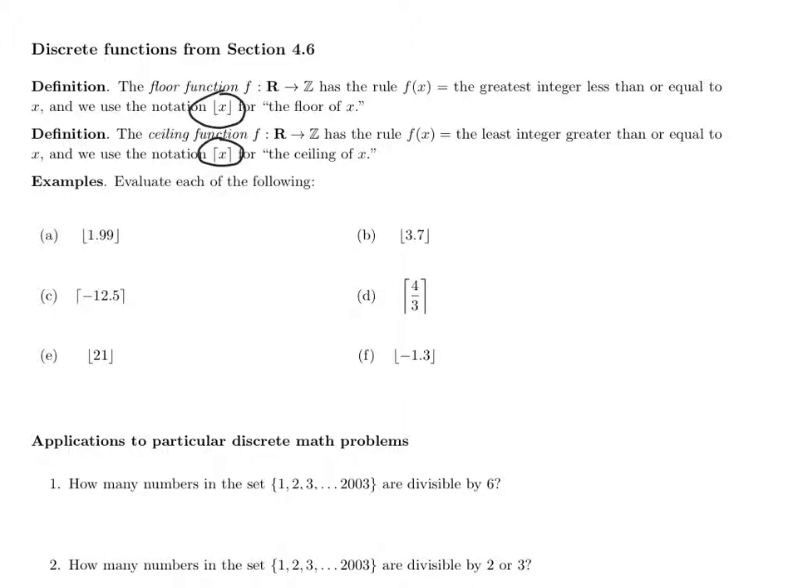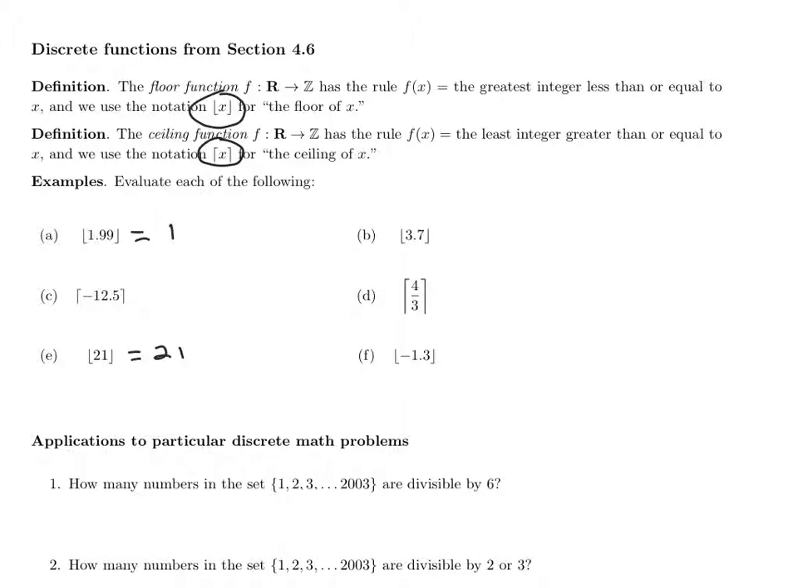So for example, the floor of 1.99 is just 1, because 1 is the whole number below 1.99. When you put a whole number in, like the floor of 21, neither the floor nor the ceiling function does anything to whole numbers. The idea is to return a whole number, and so if the input is a whole number, the output is just that same whole number.